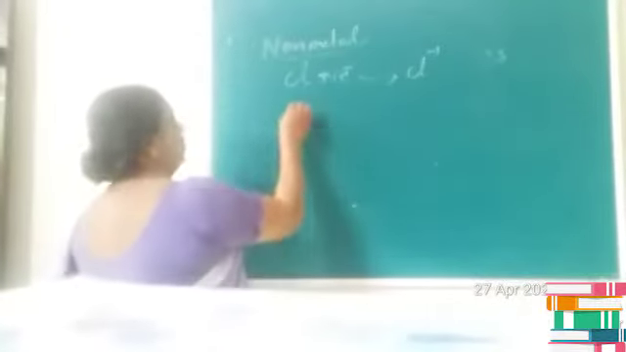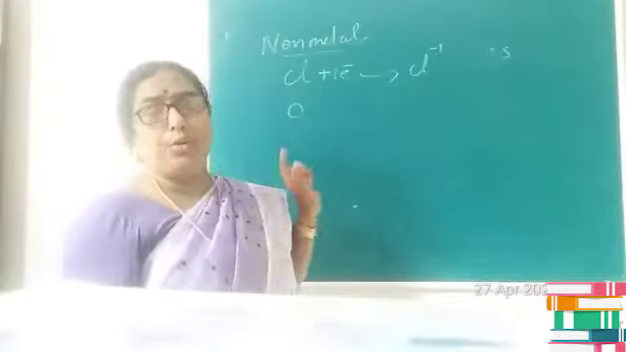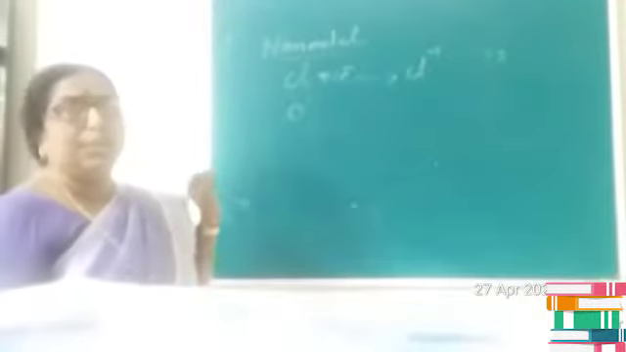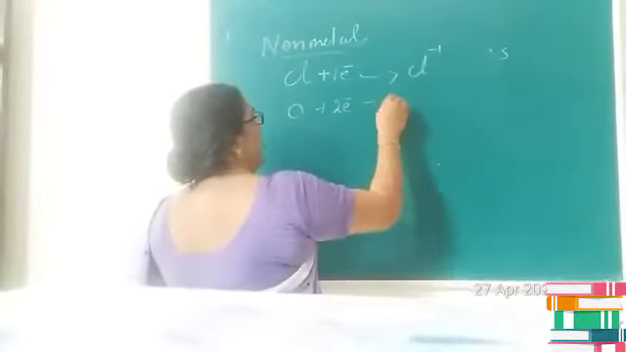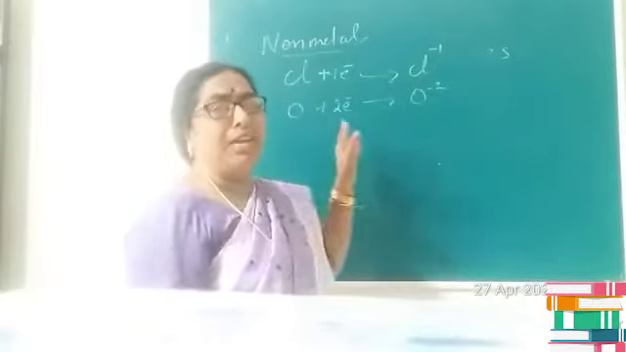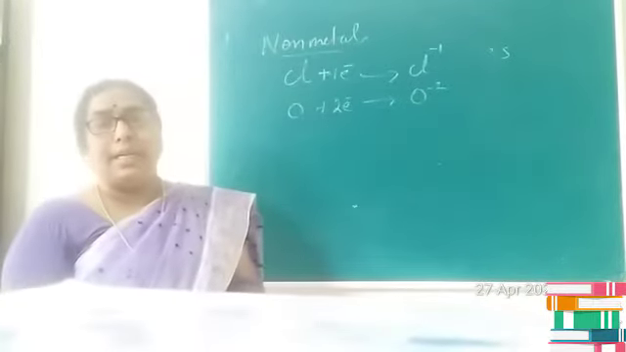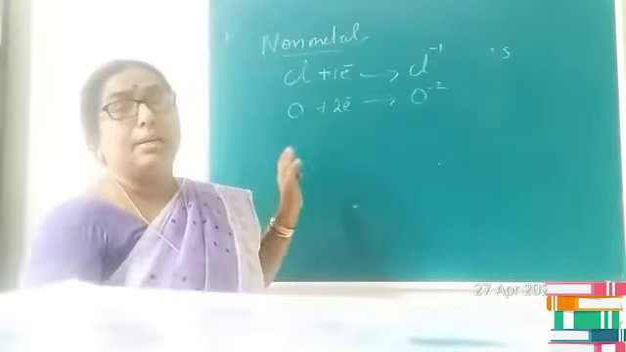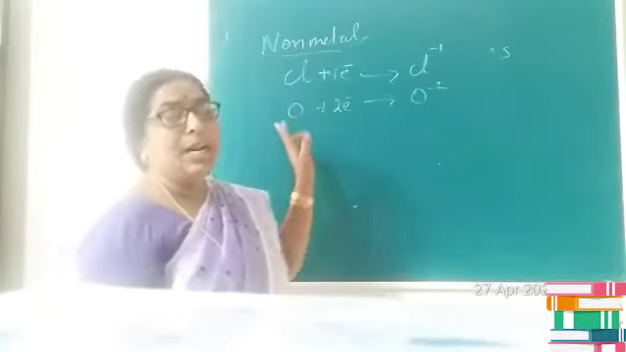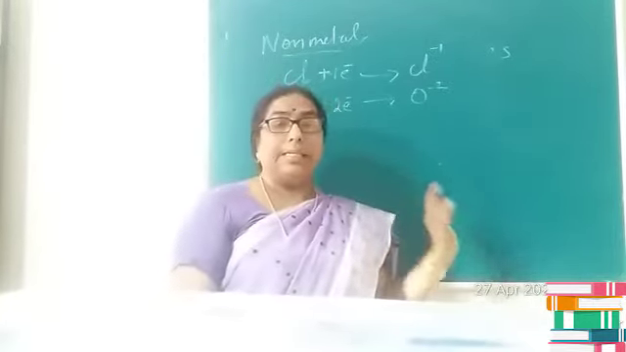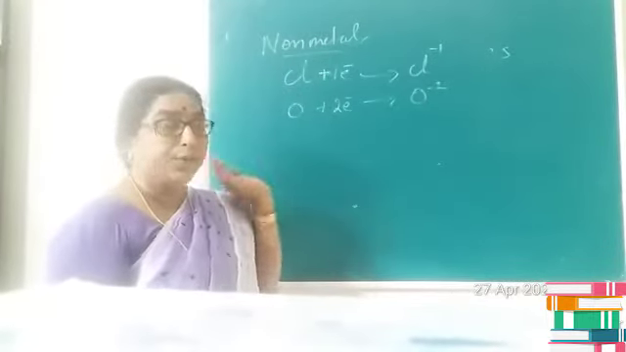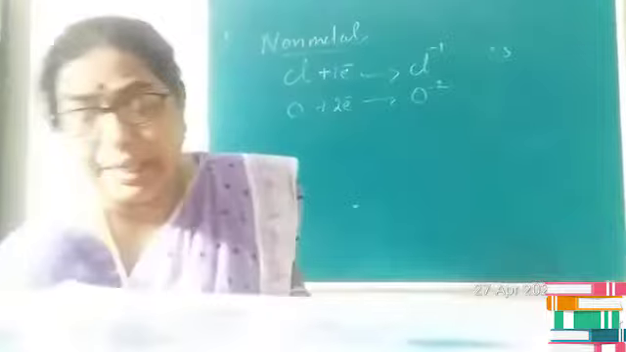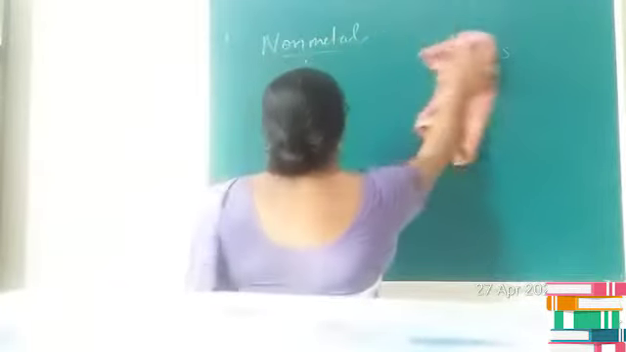Another example, consider oxygen. Oxygen needs just two electrons to complete its octet. So oxygen shows a tendency to gain two electrons and form oxide ions. This type of elements which show a tendency to gain electrons and form electronegative ions, that is anions, are termed as non-metals. Is it clear? The elements which show a tendency to gain electrons to attain stability are termed as non-metals, or they are otherwise called electronegative elements.